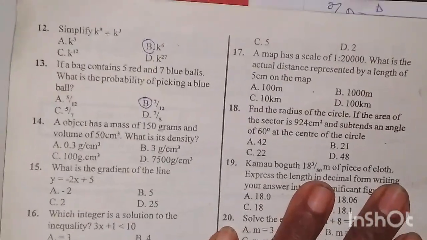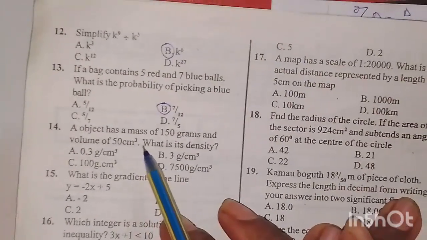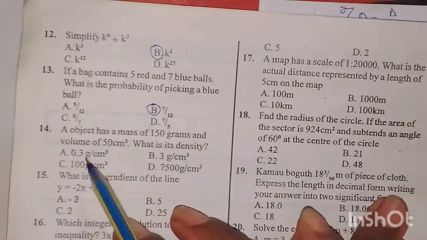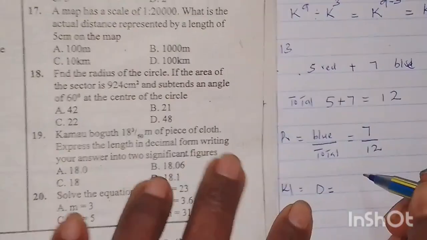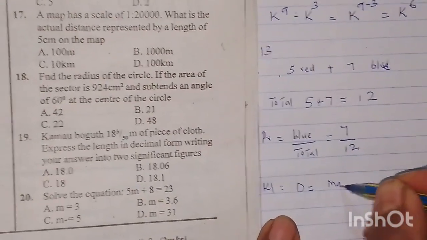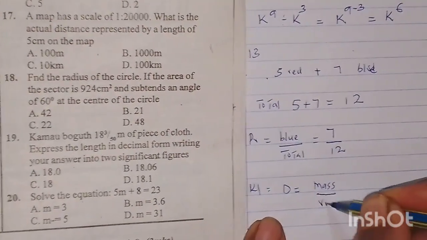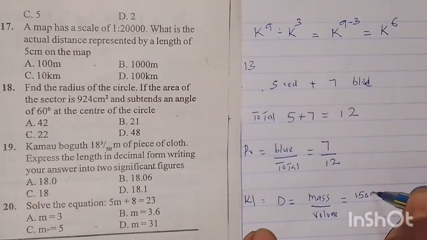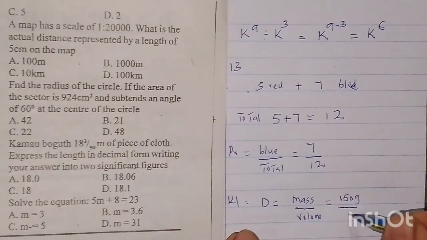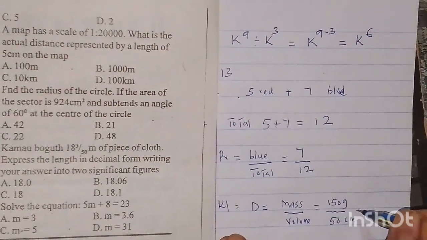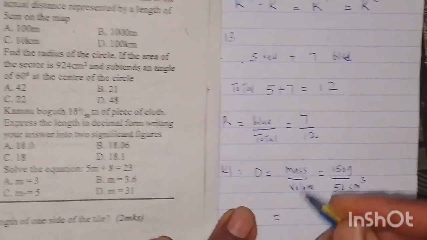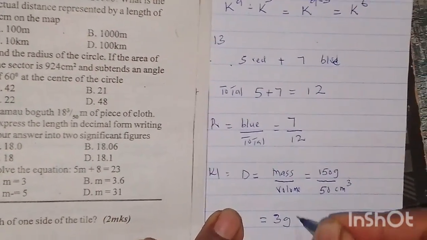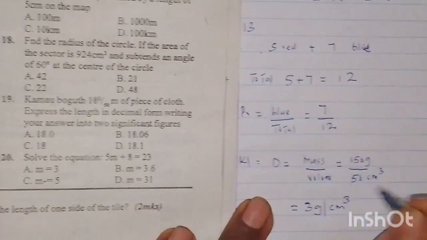Question number 14. An object has a mass of 150 grams and volume of 50 centimeters cubed. What is its density? The density is equivalent to mass over volume. And the mass is 150 grams, and the volume is 50 centimeters cubed. Therefore, the answer is 3 grams per centimeter cubed.